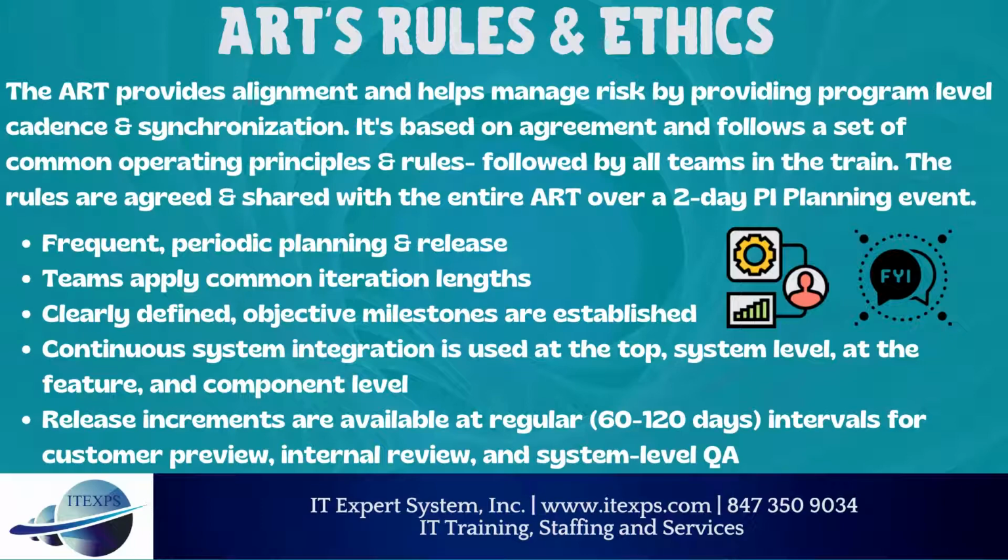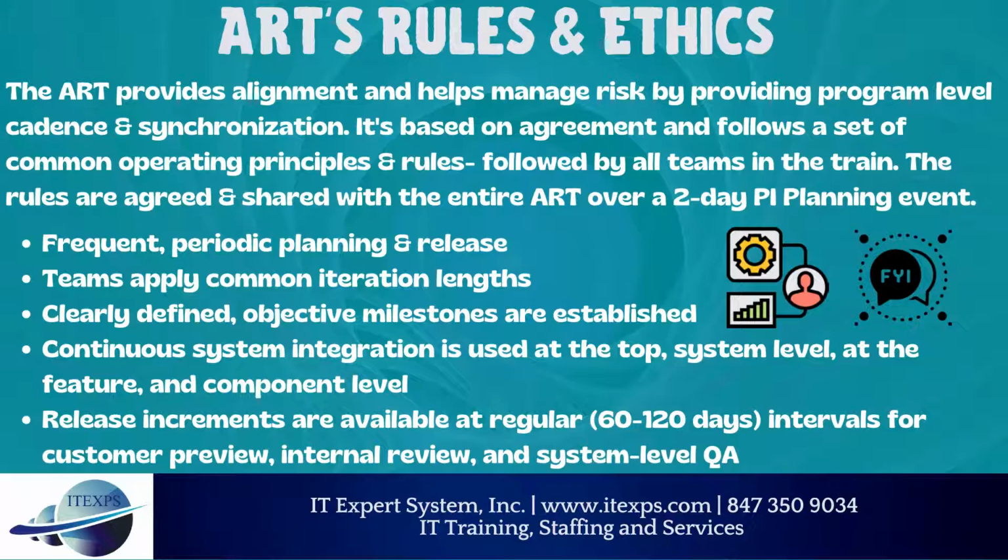Clearly defined, objective milestones are established. The milestones for each 10-week cycle are decided over the 2-day PI planning event by the entire ART. Continuous system integration is implemented at the top, system level, as well as at the feature and component level. The work accomplished by multiple teams over the sprint must be integrated to keep the software in a releasable state.